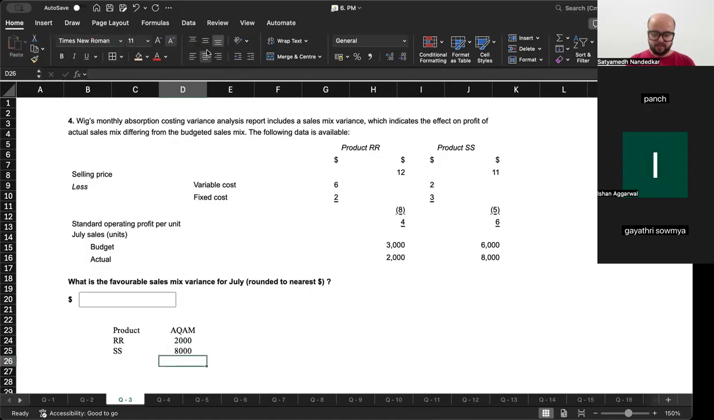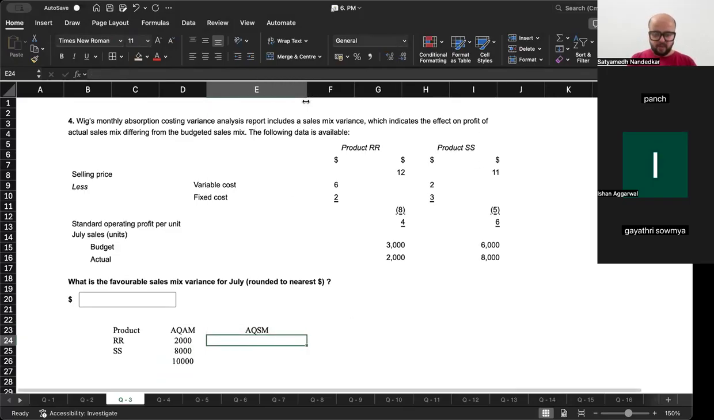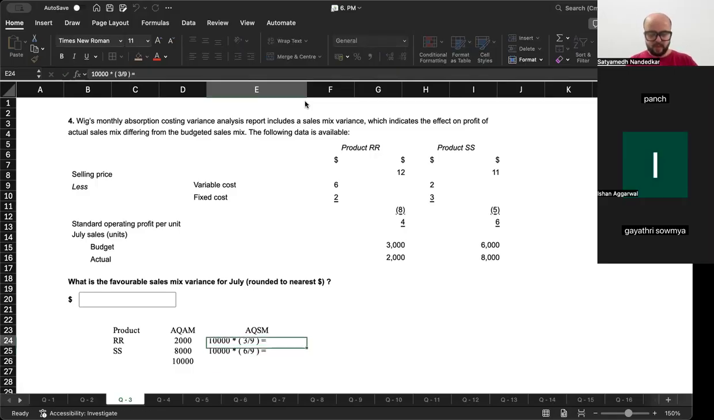So the total is 10,000. Now the standard mix is 3:6, correct? So actual quantity in standard mix. If you observe, in the standard budget RR is 3000 and SS is 6000. So what you will have to do is 10,000 into 3/9 and 10,000 into 6/9. How much is this? 3333. How much will this be? 6667.